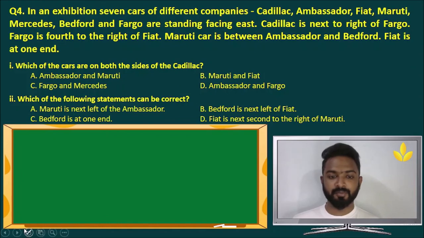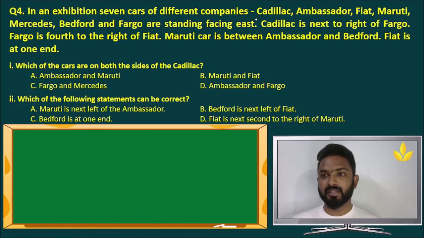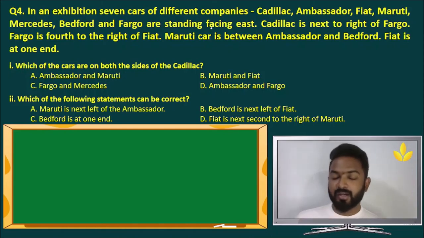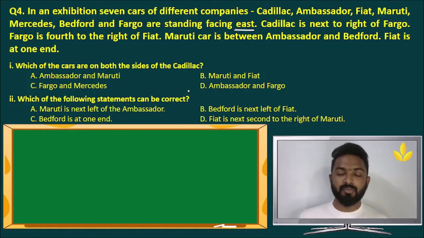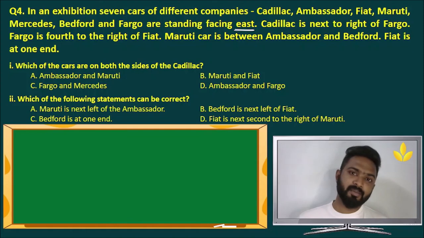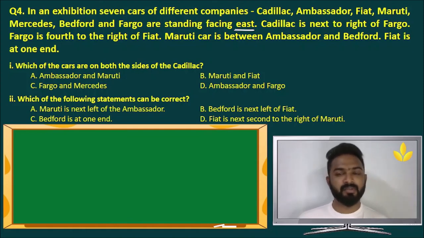But you have to remember that change is only for that particular sub-question. Question number 4. In an exhibition, 7 cars of different companies, Cadillac, Ambassador, Fiat, Maruti, Mercedes, Bedford and Fargo are standing facing east. One trick I'll tell you, when all the cars or everybody is facing one direction itself, no matter what direction, you can just assume that they are facing the north direction. Because if everybody is facing the same direction, then their right and left will be the same as our right and left. So we can just assume that everybody is facing north.